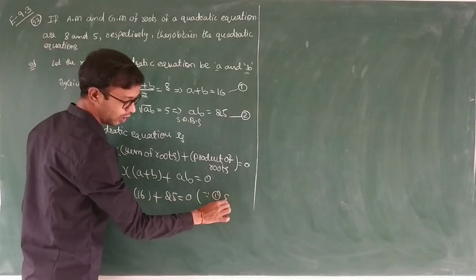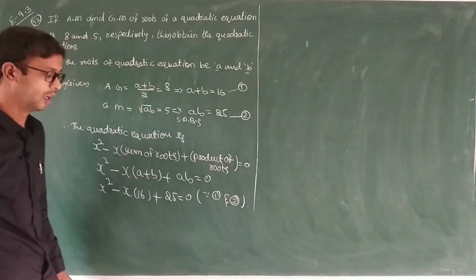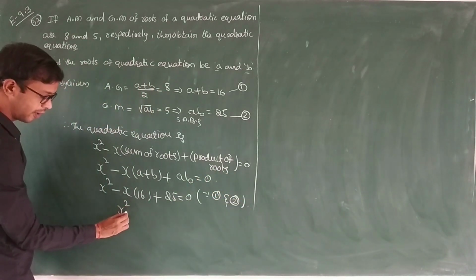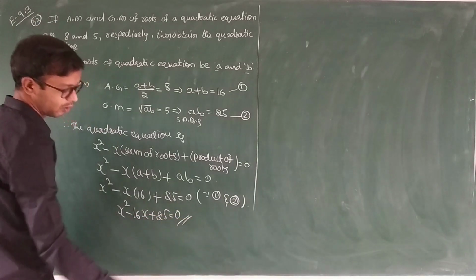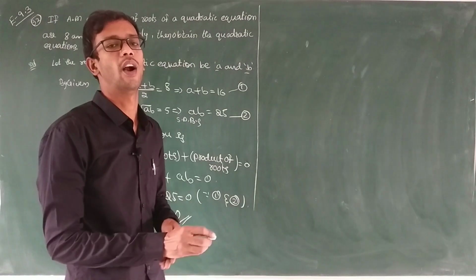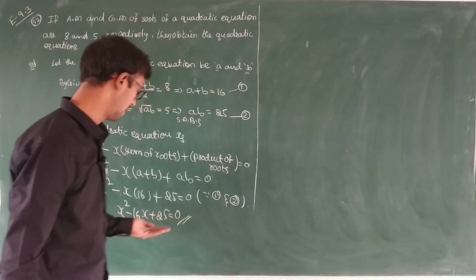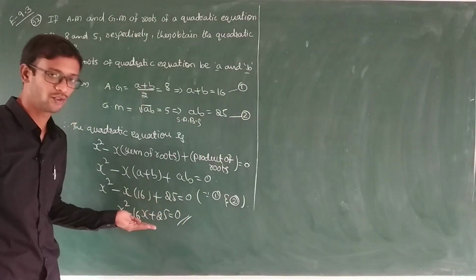From equations 1 and 2, x square minus 16x plus 25 is equal to 0. This is the required quadratic equation: x square minus 16x plus 25.